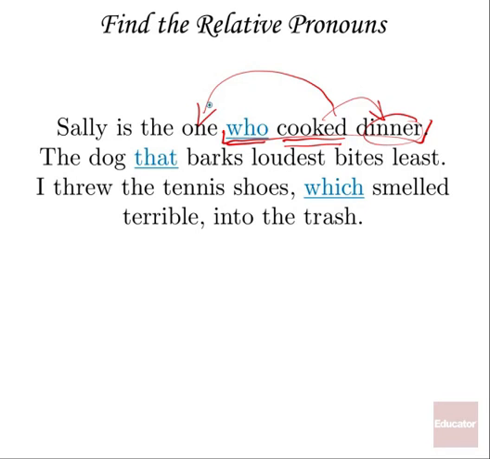Now, the dog that barks loudest bites least. That barks loudest. The dog is the main subject, and bites is the main verb of the sentence, but we have this little subordinate clause in here that gives extra information. It has the subject that and the verb barks. So it adds extra information about the dog, but you can't just walk up to someone on the subway platform and say, that barks loudest. Doesn't make any sense out of context. It needs the rest of the sentence. It's a subordinate clause. And finally, I threw the tennis shoes, which smelled terrible, into the trash. Once again, a subordinate clause relies on the rest of the sentence, but within that clause you have a subject and a verb, which and smelled.